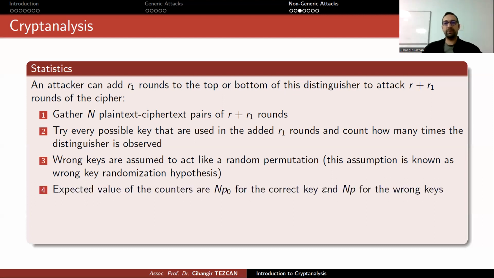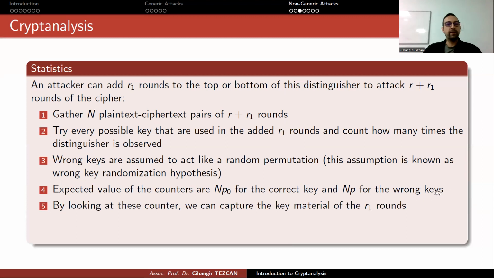If you look at them as binomial distributions, the expected values of the counters are n times p0 for the correct key and n times p for all of the wrong keys. If I'm trying to guess, say, 10 bits of these added R1 rounds, there is one correct key, but there are 2^10 minus 1 wrong keys. So these are the binomial distributions I'm trying to distinguish.